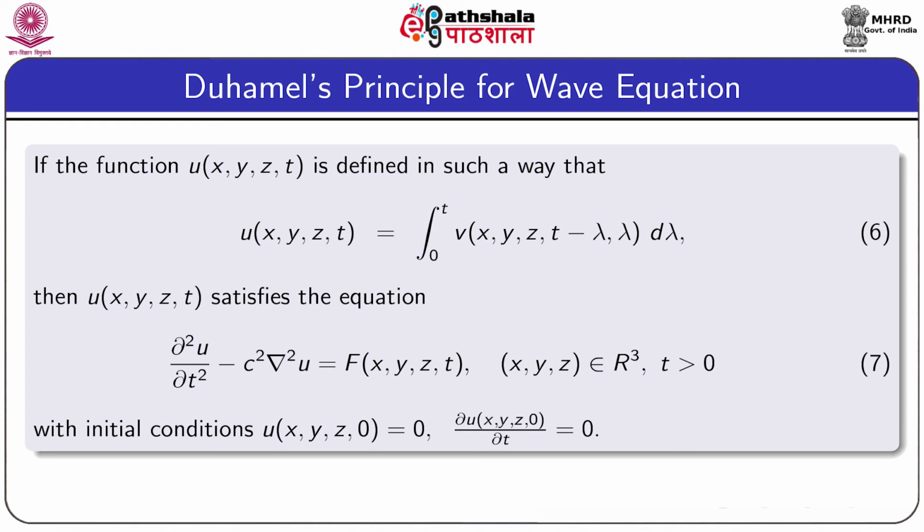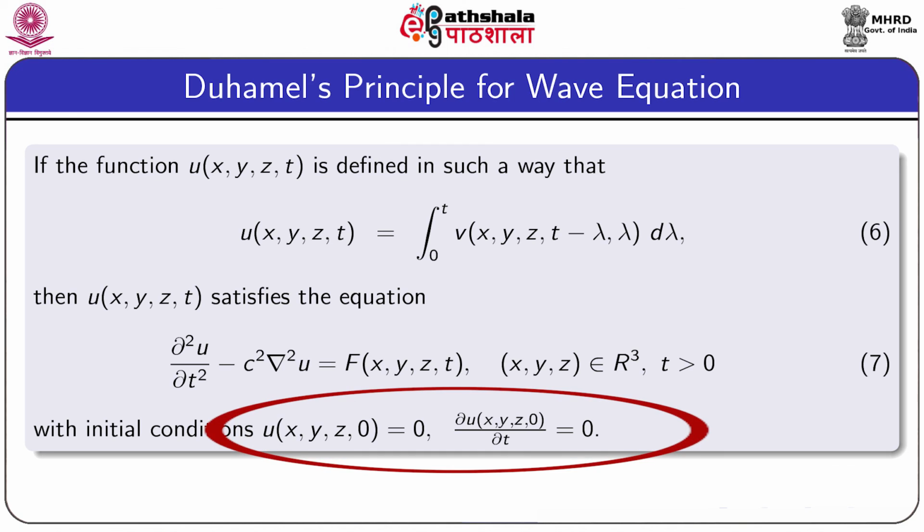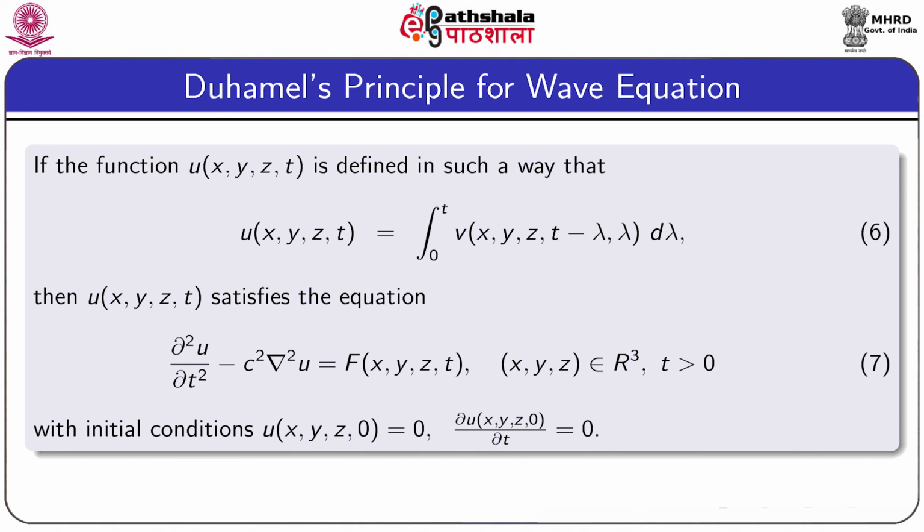And you can prove that the value of u at x, y, z, 0 is 0 and del u del t at x, y, z, 0 is also 0. Therefore, the solution of the inhomogeneous wave equation can be written in terms of the solution of the homogeneous wave equation, which is given by equation number 6. In this way, we can find the solution of the inhomogeneous wave equation, that means u, in terms of the solution of the homogeneous equation, that means v, which is written in equation number 6.